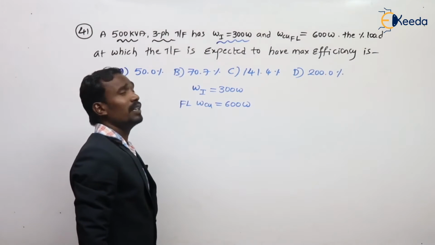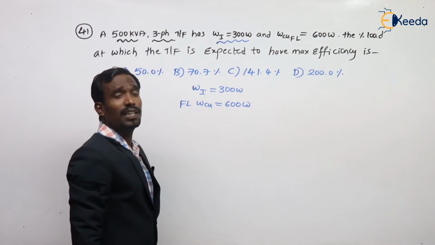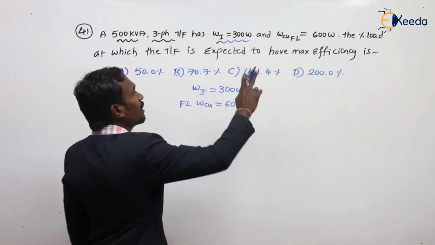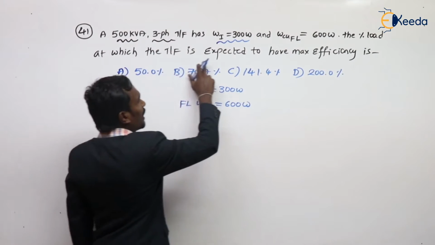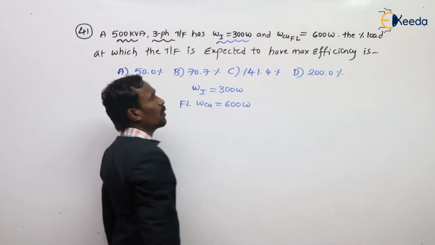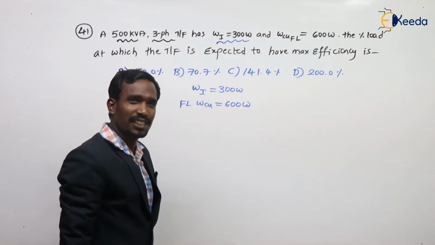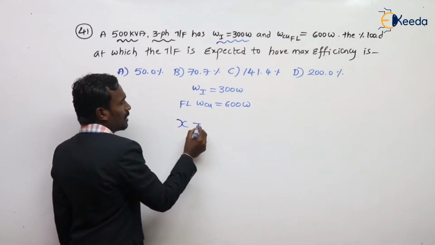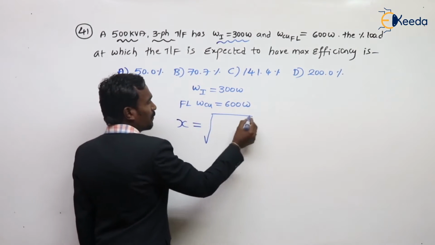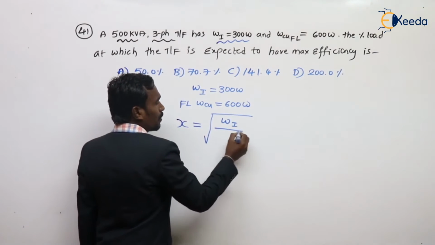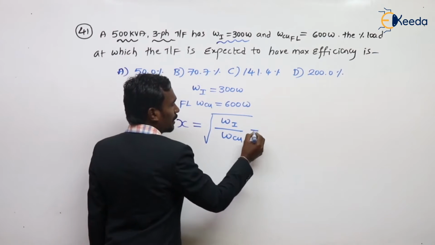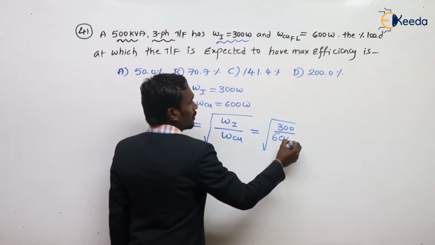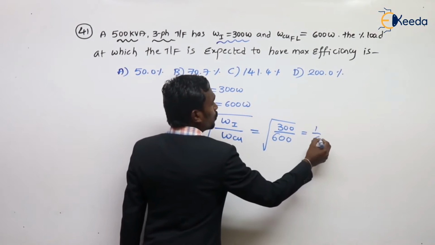At which condition does the transformer get the maximum efficiency? The percentage load at which the transformer is expected to have maximum efficiency is. We know the formula: at what load can we get the maximum efficiency? X is equal to the square root of iron losses by copper losses, square root of 300 out of 600, which is nothing but 1 by root 2.